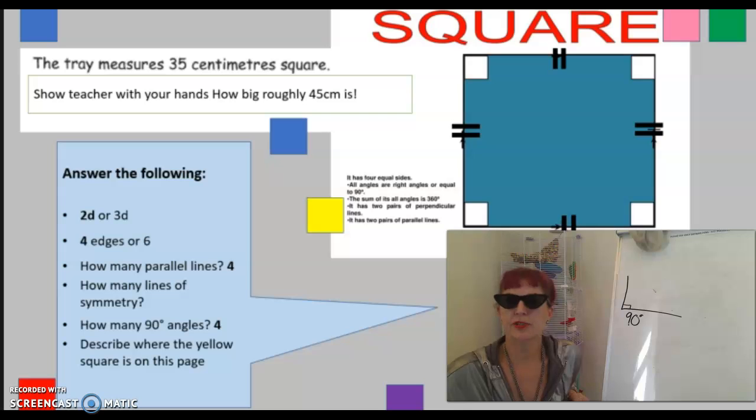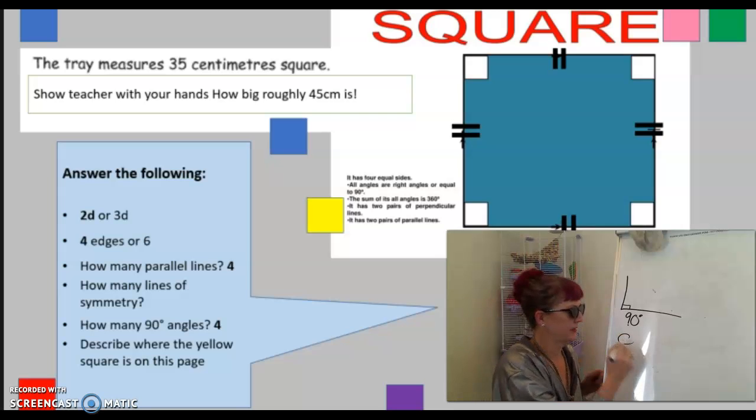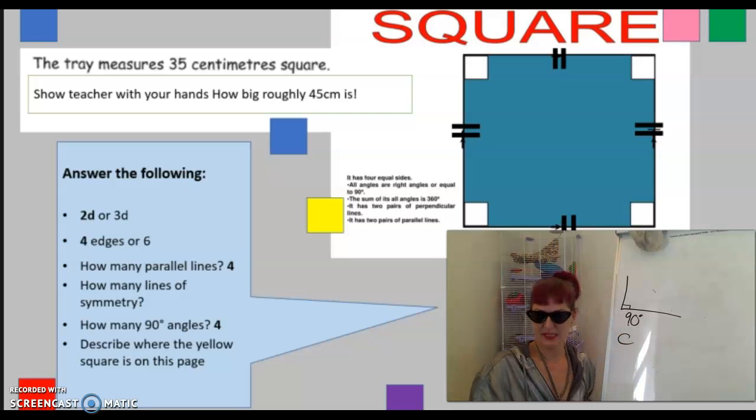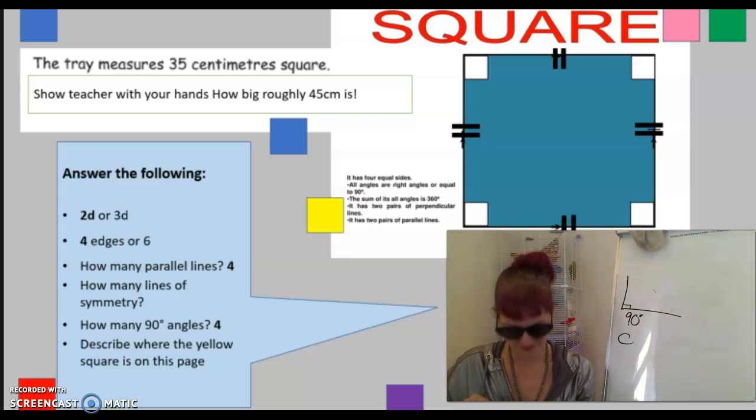Next question, describe where the yellow square is on the page. I don't just want to hear in the middle. Push yourself. Middle, another word for middle, begins with a C. Centre. Yeah? Equal distance from the left and the right. Equal distance from the top and the bottom.